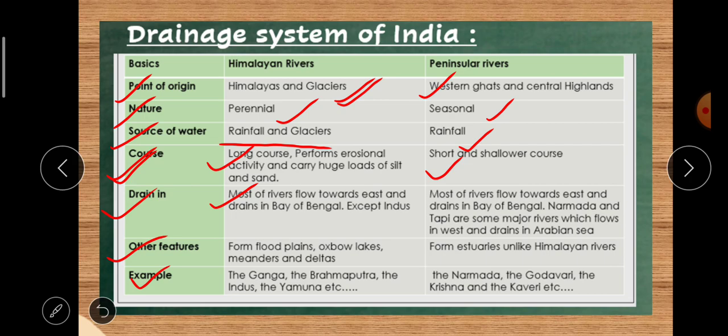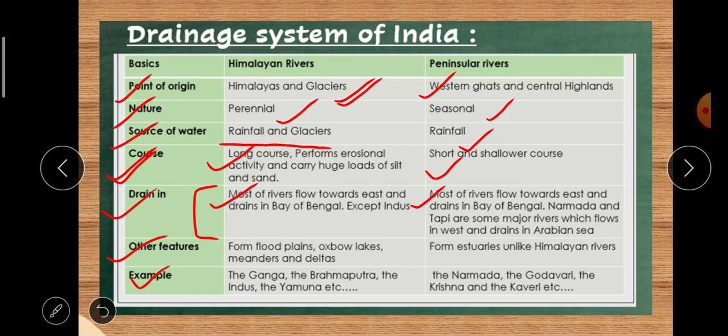Now peninsular rivers. Again, most of the rivers, not all, most of the rivers flow towards east and drain in the Bay of Bengal. Now we can say this is a similarity between both Himalayan rivers and peninsular rivers, because most of their rivers flow towards east and drain in the Bay of Bengal.